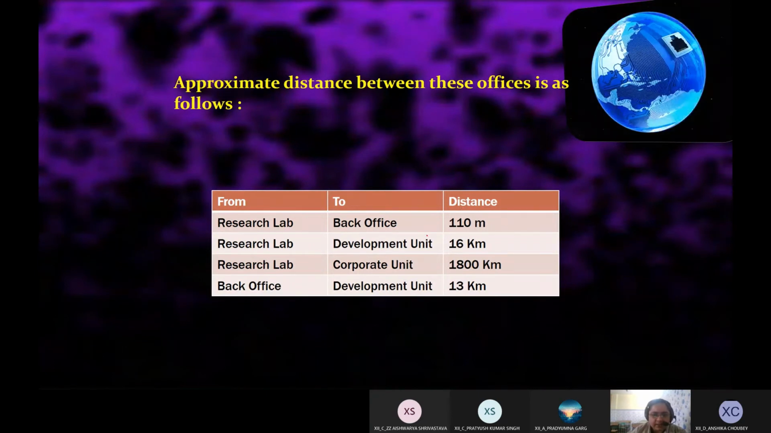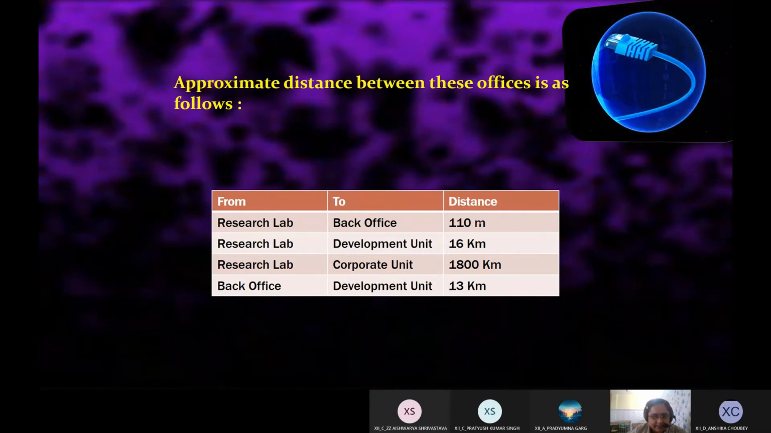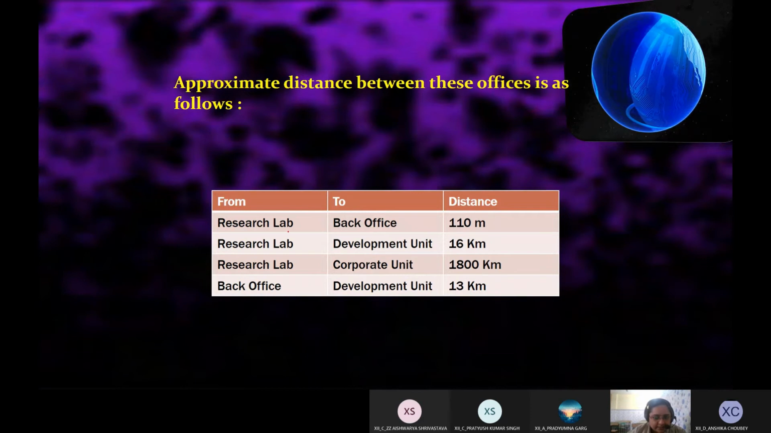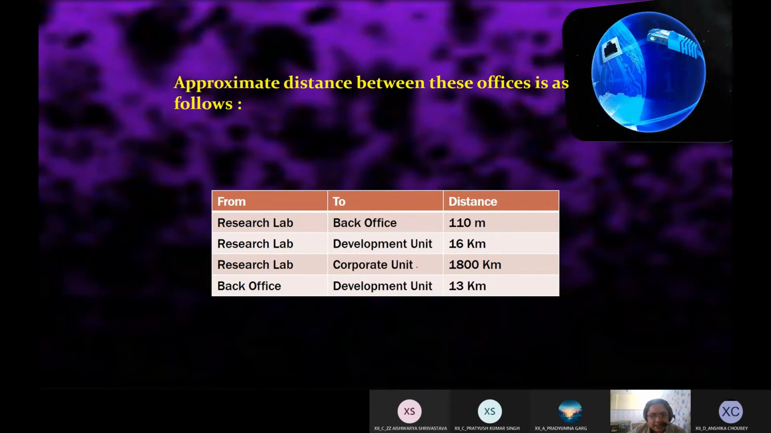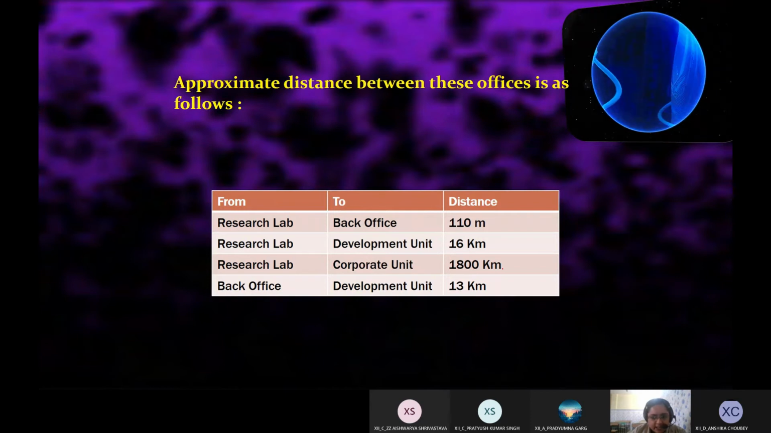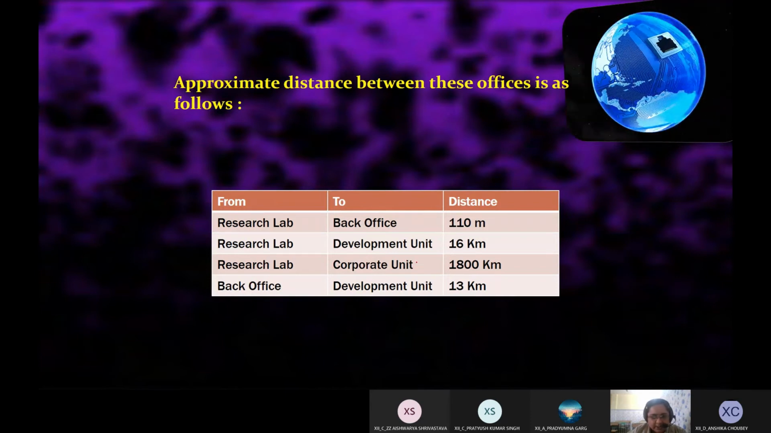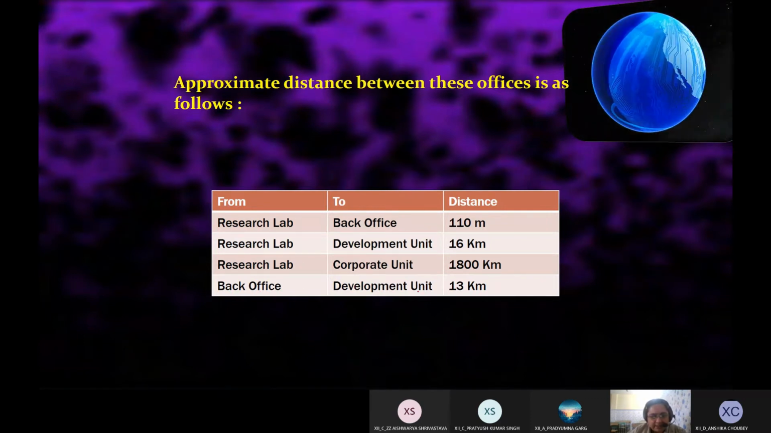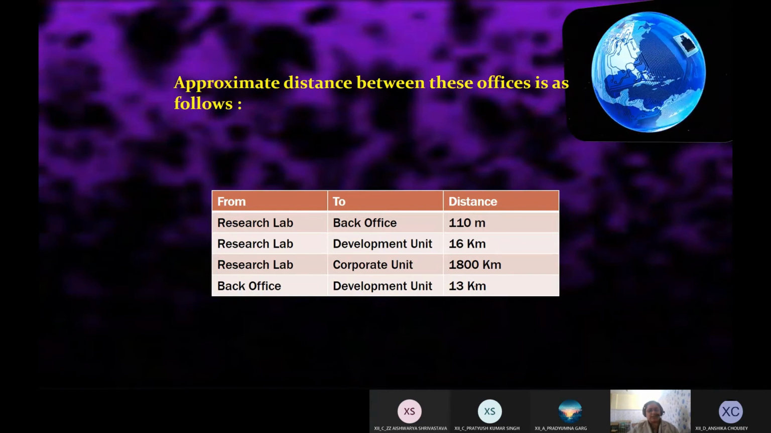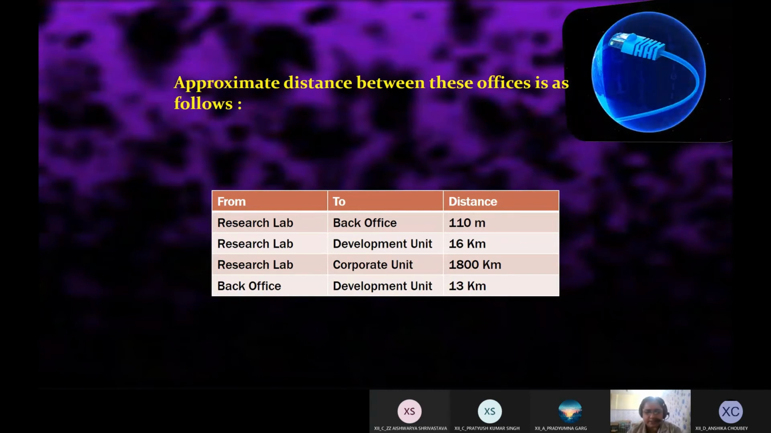Research lab and back office, the distance is 110 meters. Research lab to development unit, 16 kilometers. Research lab to corporate unit, 1800 kilometers, because of course this corporate unit is situated in Mumbai and the research lab is in Pondicherry. Back office to development unit is 13 kilometers.